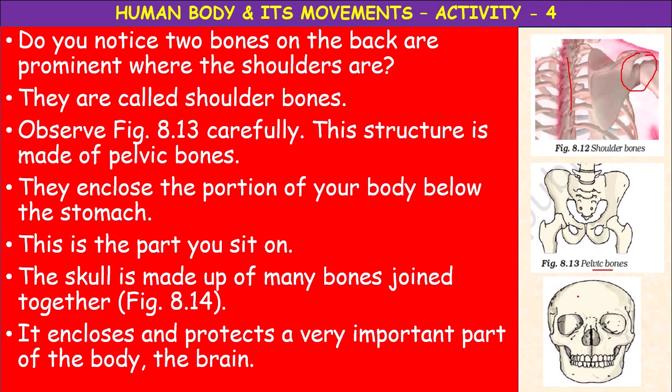But all those bones are joined together, and there is no movement in the skull bones. What happens if there is a movement in the skull bones? They may damage the brain. The brain is a very delicate, soft, and very important organ of our body, isn't it? So it needs more protection. So the skull acts like a helmet. It acts like a box. It is called a cranium, which protects the brain.